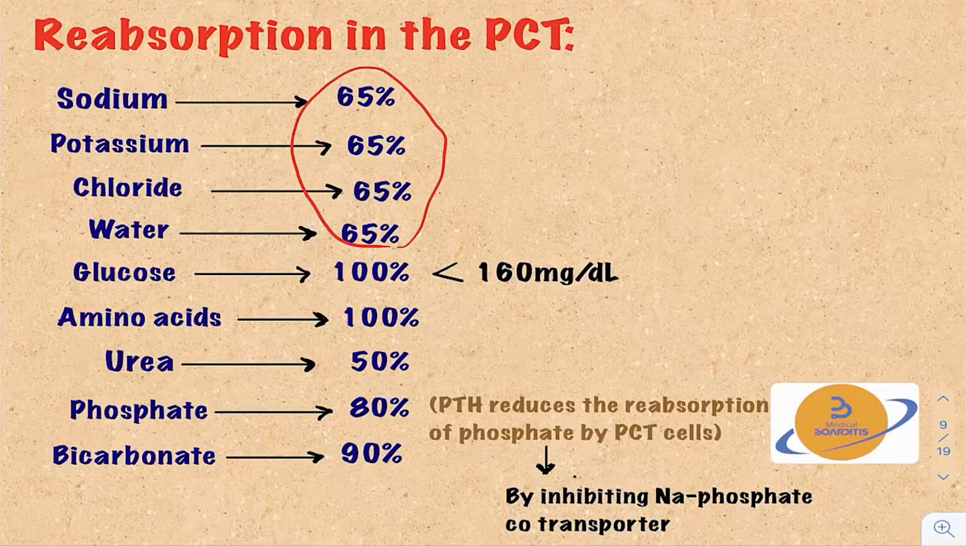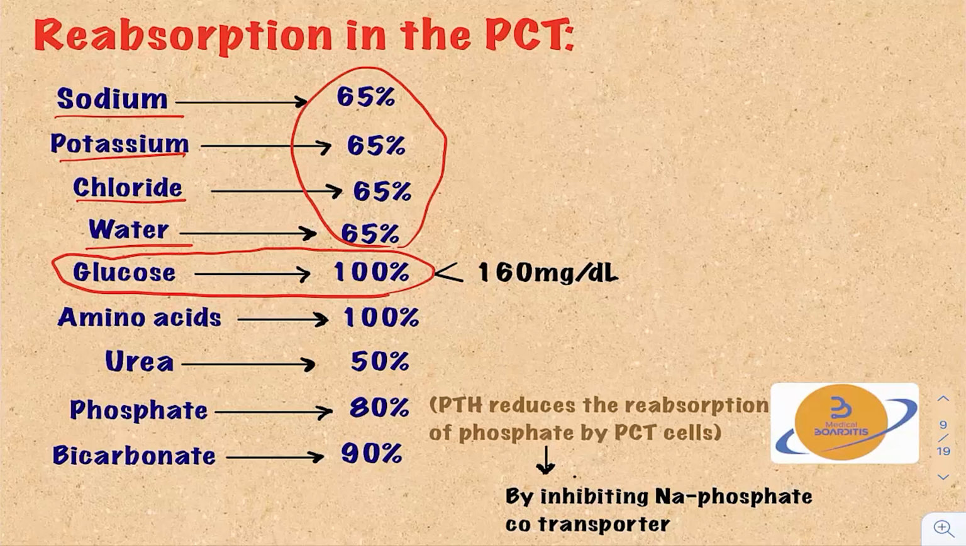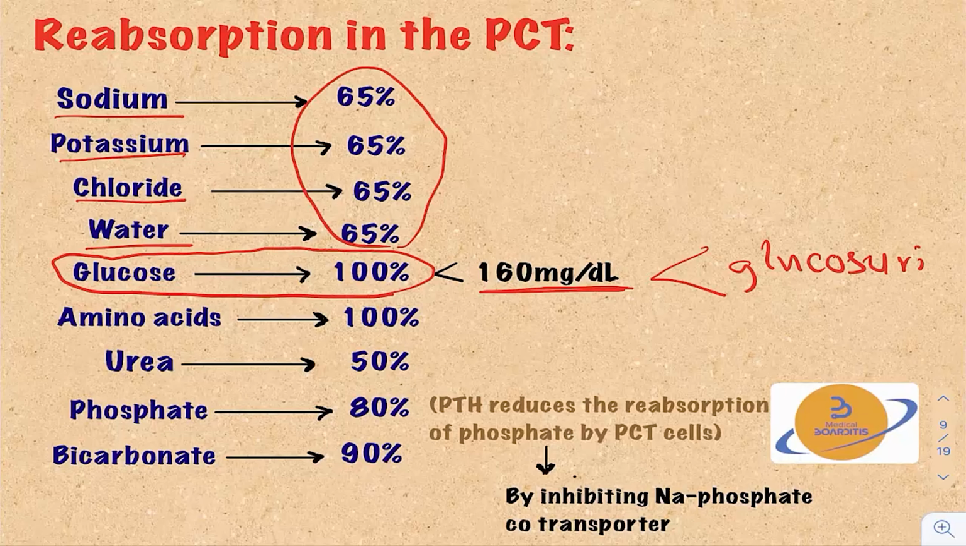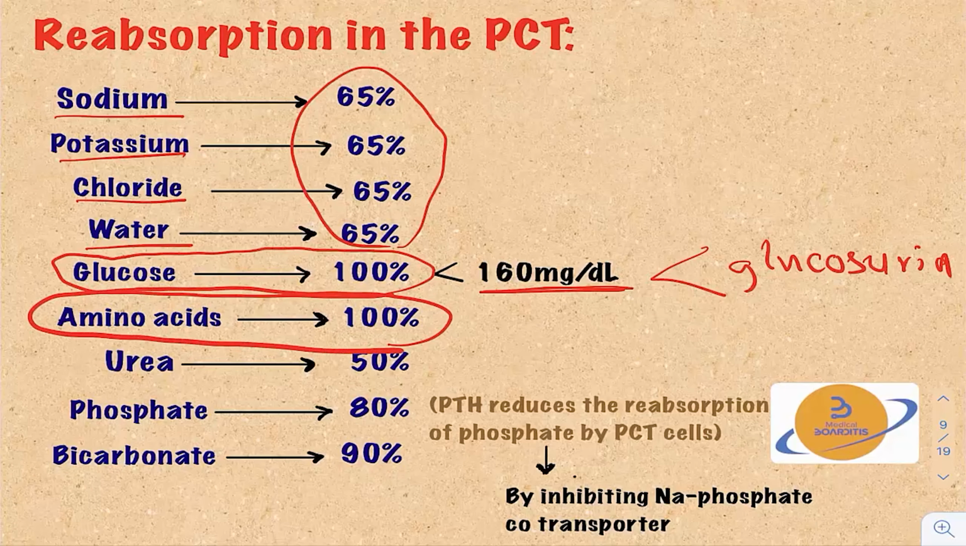65% of sodium, potassium, chloride, and water are reabsorbed by the proximal convoluted tubules. All the filtered glucose should be reabsorbed, as long as the blood level is below 160 mg per deciliter. Above this level, the glucose will start to appear in the urine in something called glucosuria, and this is pathological. Also, all the filtered amino acids should be reabsorbed, and any amino acids in urine is also pathological.